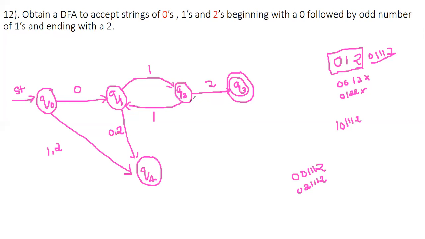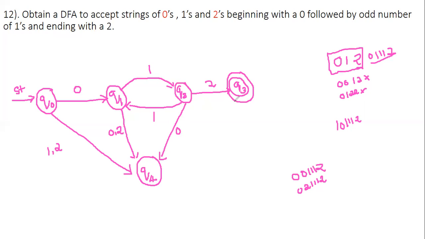Then what about Q2? Q2 is also having a transition for 1. Sorry, here we are having two transitions, for 2 and for 1. If Q2 is receiving 2, it will go to Q3. If Q2 is receiving 1, it will go to Q1 exactly. So what I left is only 0. If 0 is received, again we are violating this condition, so obviously it should go to a trap state.